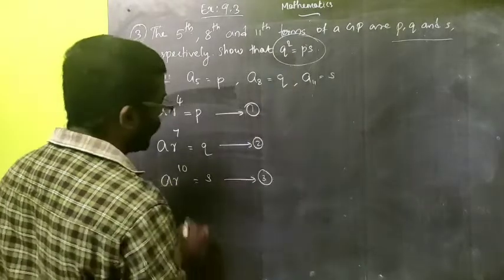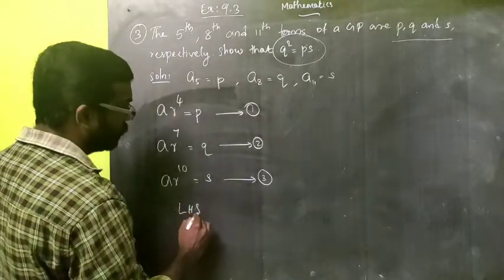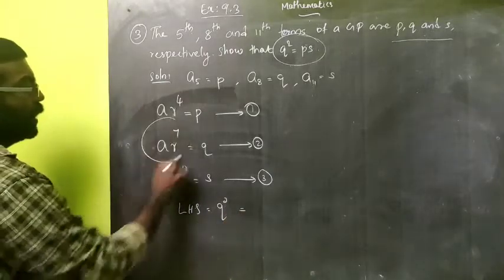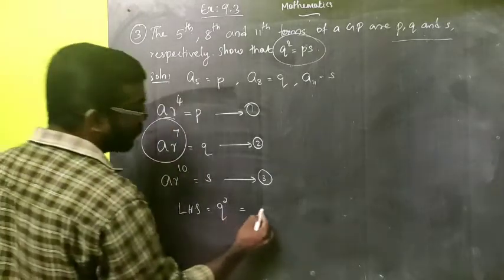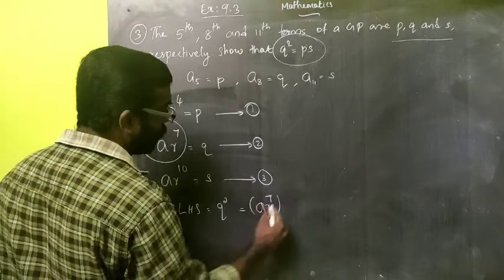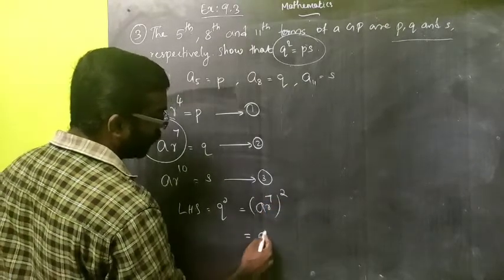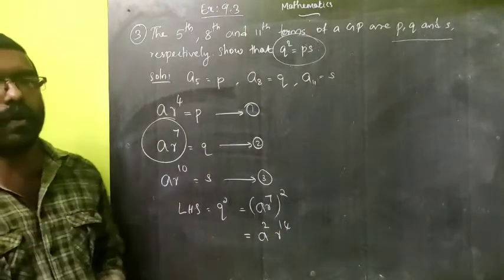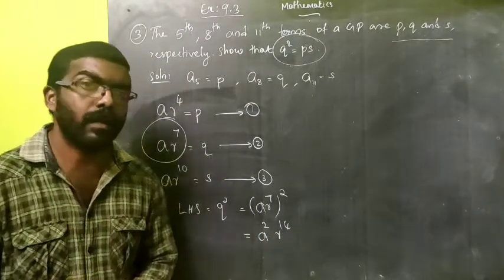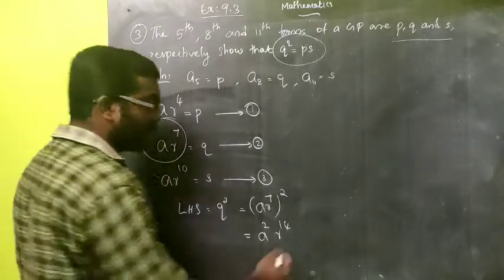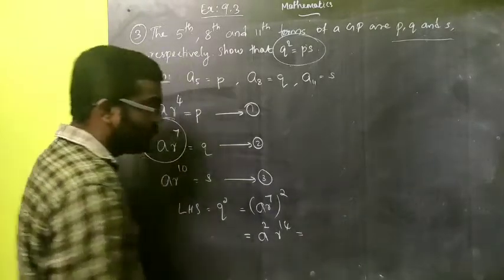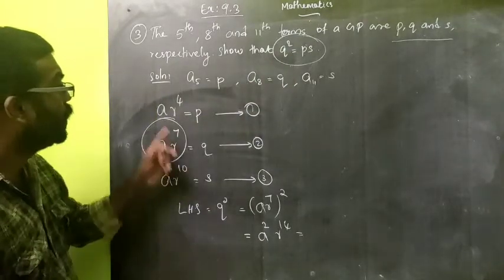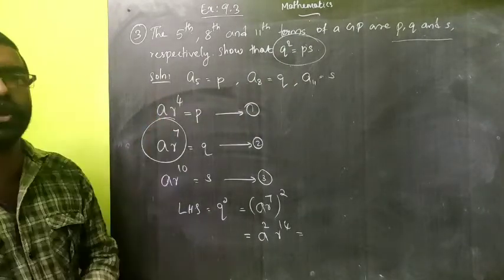Now take the LHS part, q square, which is equal to, q value is a r raised to 7. So a r raised to 7 the whole square, which is equal to a square r raised to 14. a raised to m the whole raised to n is a raised to mn. Okay. Now we can rearrange this one. We have to prove q square is equal to what? ps. And what's the value of p? p here is a r raised to 4.